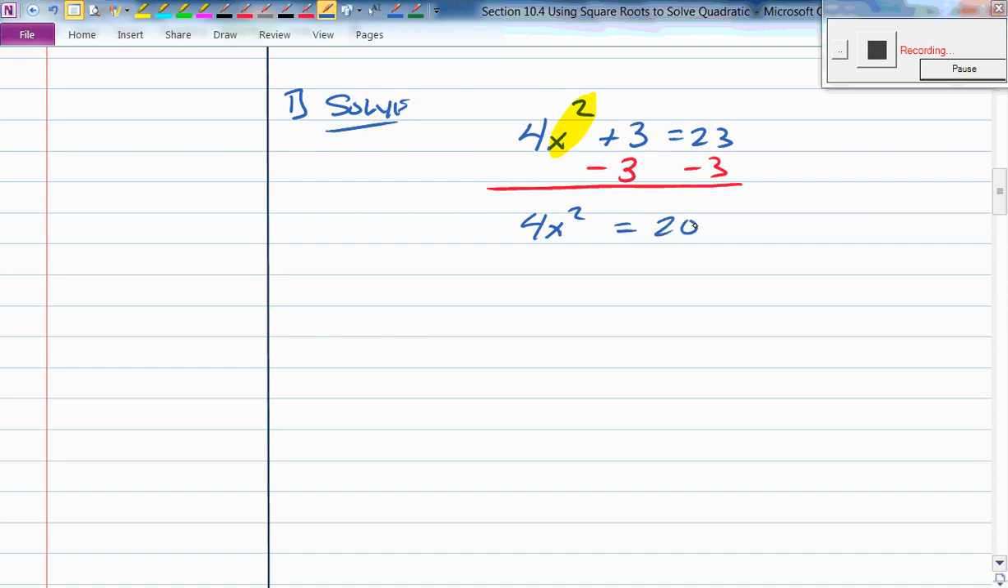20. Very good. Now what do I want to do? Divide by what? Yeah, I'm going to divide by 4 on both sides. So now I have x squared is equal to 5. Very good. All right, now x squared is equal to 5.